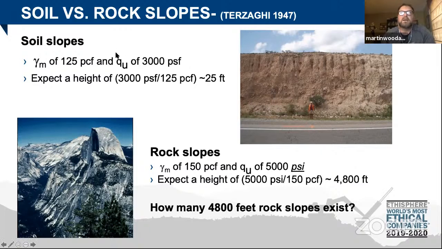If you look at this upper picture and the stuff over here to the left, assume a typical unit weight of soils of about 125 pounds per cubic foot, and, just throwing numbers out there, a typical unconfined compressive strength of about 3,000 pounds per square foot. If you take the strength of the material and the weight that's going to be over the top of it, you start to compress and crush that material when you stack about 25 feet of material.